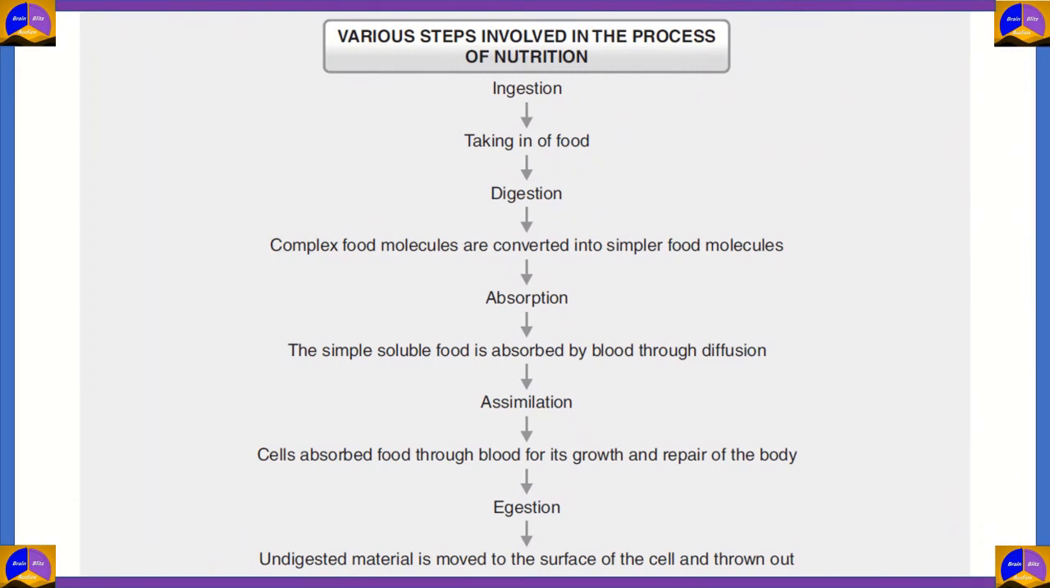Now, if we look at the process of nutrition itself, ingestion is taking in of food. Digestion is where complex food molecules are converted into simpler molecules. Absorption is where the simple food is absorbed through diffusion. Assimilation is the absorption of food by cells through the blood or other medium for its growth and repair. Egestion is where the undigested material is thrown out. So both from the digestive system and also from the excretory system, if you can think of it as egestion. However, egestion is mostly involving the digestive system.